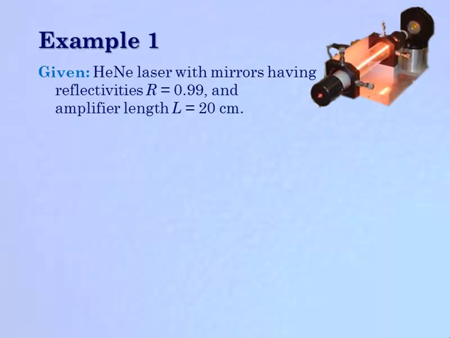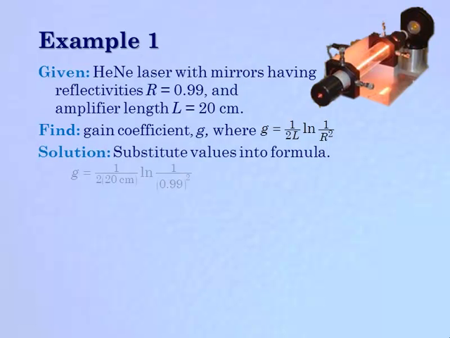Now, let's take a look at example 1. We have a helium neon laser with mirrors having reflectivities of 0.99 and an amplifier length of 20 centimeters. We have to find the gain coefficient, where g is equal to 1 over 2L times the natural log of 1 over r squared. So let's substitute those values into the formula. There's our 2L, and down here is our 1 over r, and we square it.